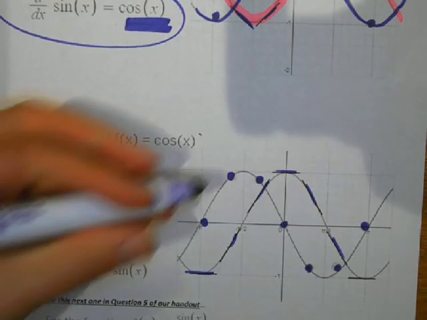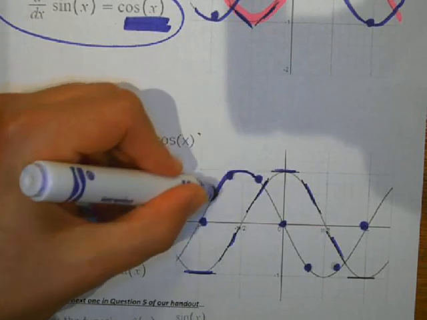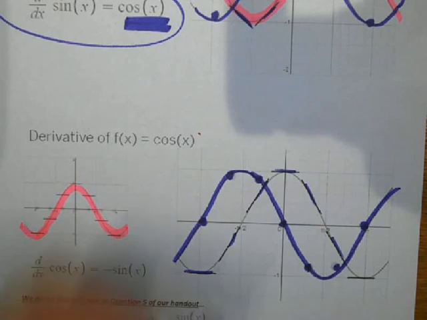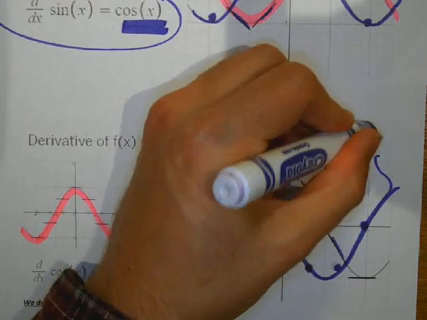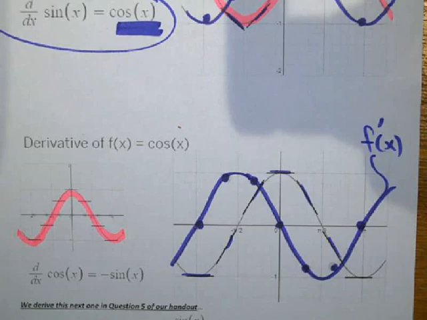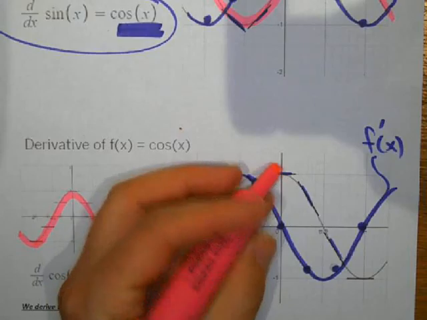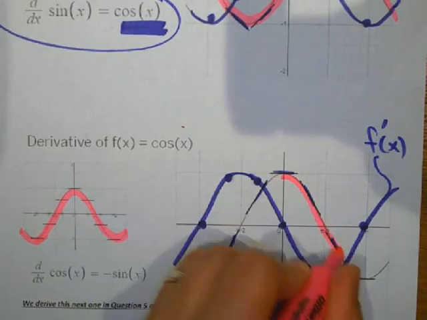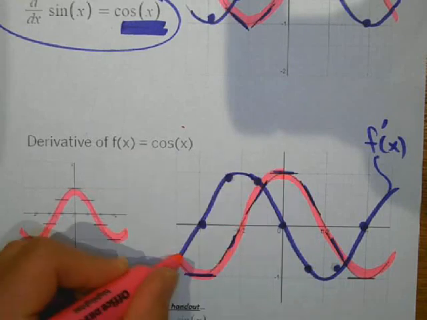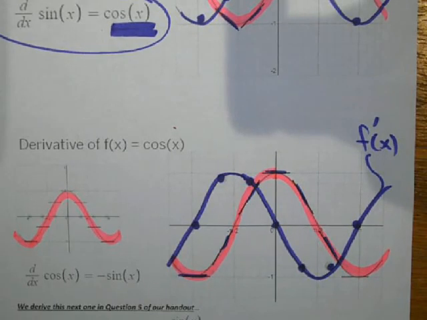So this line right here in purple, this purple line that I just drew, represents the derivative. This line right here represents the cosine.